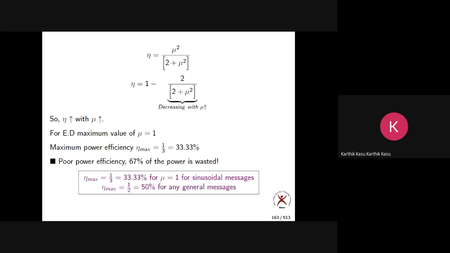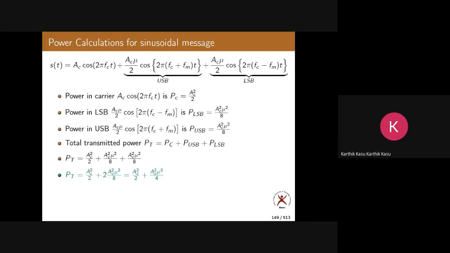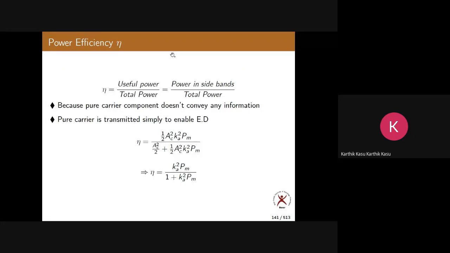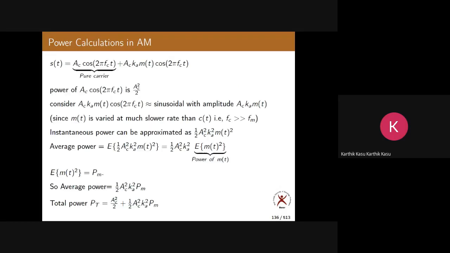In general, what is the power efficiency formula? In general, this is A square. This is the general power efficiency formula. Here, I did not say what m(t) is. Did I say? No. I said m(t) is any message signal. So what is Pm? Expectation of the power of the message m(t). I did not say what m(t) is here. It can be anything. Are you with me or not?